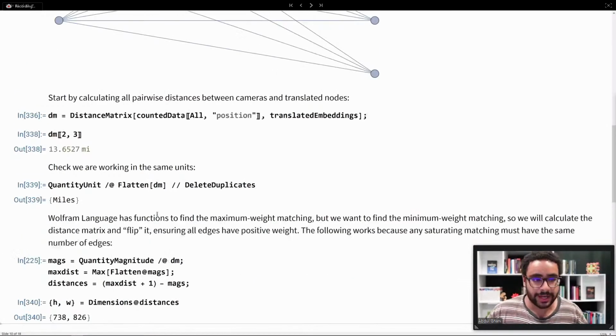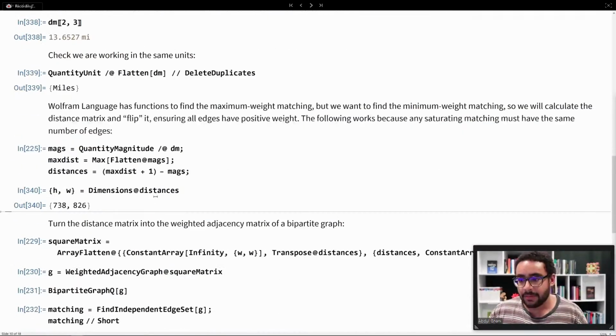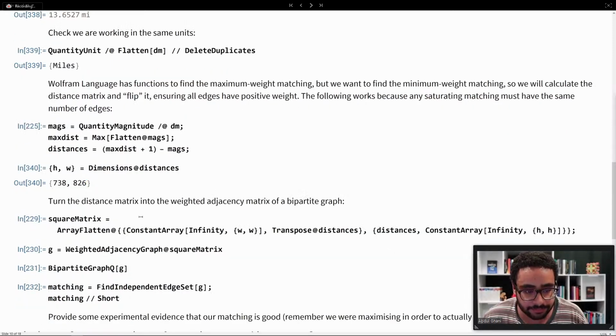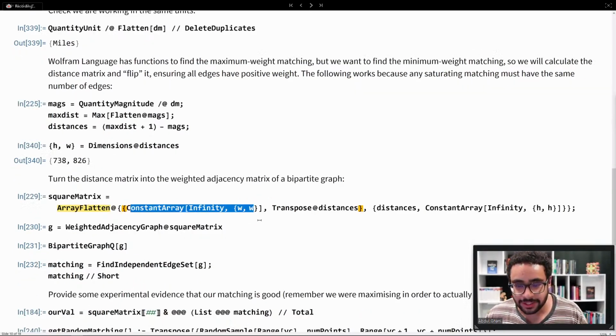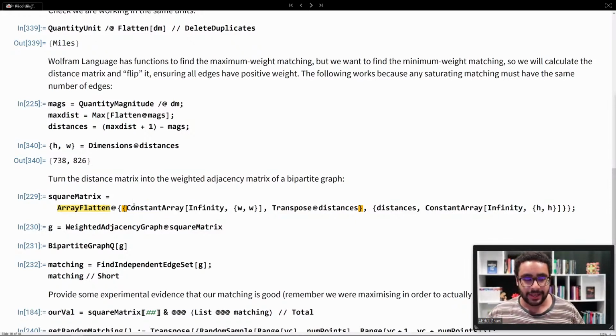Okay, so that's good. We have a distance matrix, but we want this to be an adjacency matrix of a graph. So in particular, it better be square. We see that it's not a square matrix. It has a different height and width. So we're going to turn this into the adjacency matrix of a graph by basically just adding these squares. I won't go into this too much, but we're going to add these squares.